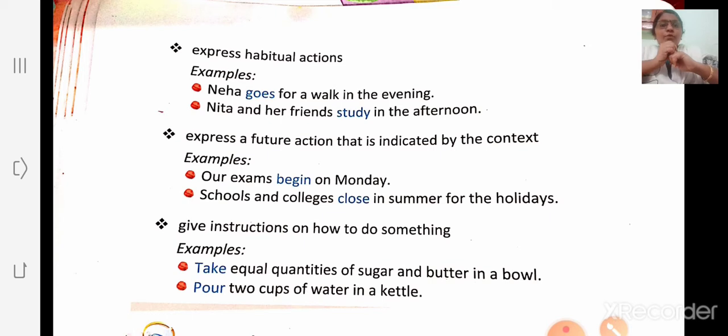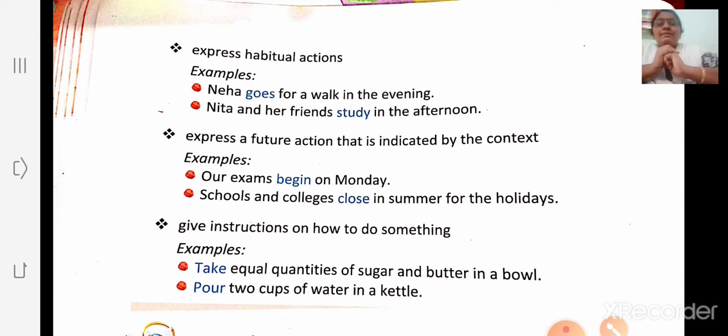Then for giving instructions for doing something, we can use simple present tense. Take equal quantities of sugar and butter in a bowl. Then pour 2 cups of water in a kettle. Pour and take, simple present tense. So these are the situations where we can use simple present tense.